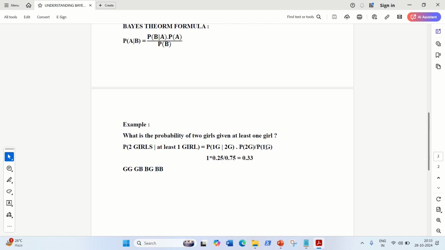And this is divided by P of one girl. You can see that in three of the cases we have one girl available, so it is 0.75. So the answer will be 1 times 0.25 divided by 0.75, which turns out to be 0.33, right? This is how the Bayes theorem works. Although we have to work in a programming language, we must know how it works behind the scenes. So this is part 1, in which I have explained what Bayes theorem is.